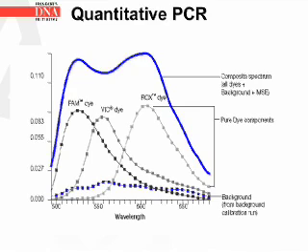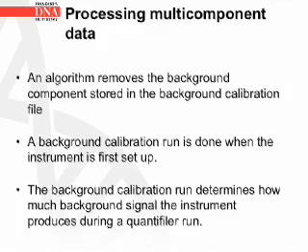The solid blue line in this graph represents the composite spectrum. The composite spectrum is made up of all the dyes plus the background plus the MSE. An algorithm removes the background component stored in the background calibration file. A background calibration run is done when the instrument is first set up. The background calibration run determines how much background signal the instrument processes during a Quantifiler run.